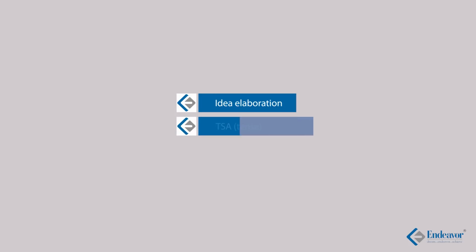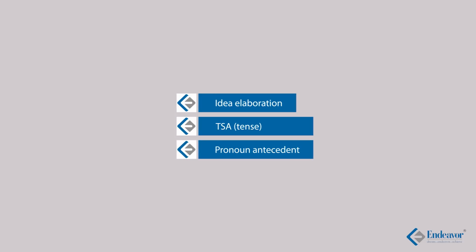Very clear cut idea elaboration was there. If you would have paid attention, there was a time sequence approach also. B and D were in past tense, C and A were in present tense and present perfect tense respectively. Also, there was a pronoun antecedent link. In these 2 ExCAT questions, I am sure you would be able to relate to the theory that we discussed and applied in these questions.